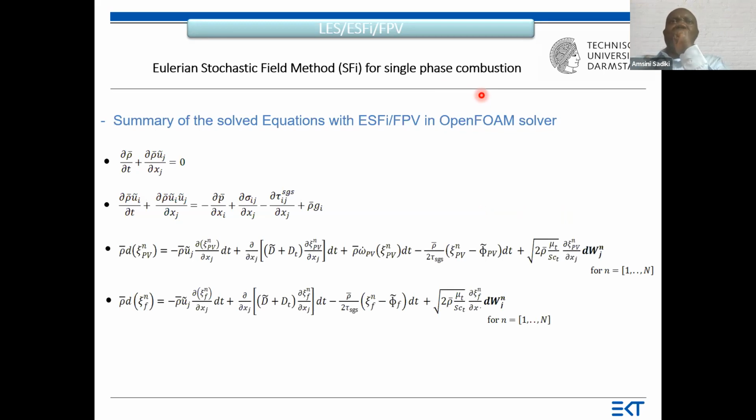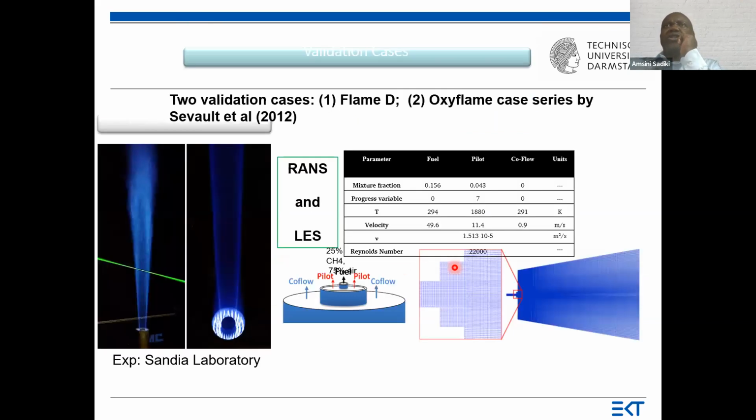So as I introduced it before, we will solve this set of equations: the continuity equation for single phase combustion, the momentum equation, and this set of equations for the progress variable and for the mixture fraction. And we have these different terms as we have introduced them before. And we try to do it for two types of configurations. We did it with the flame D and with the oxyflame case series by Sevault in 2020. We did it using RANS and using LES.